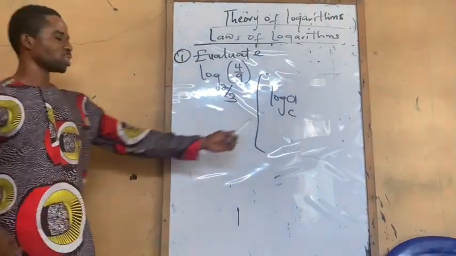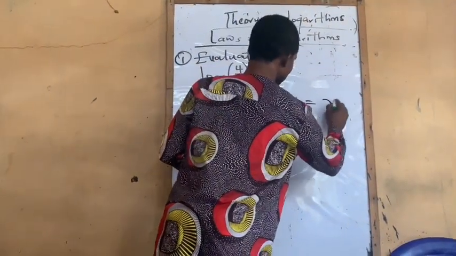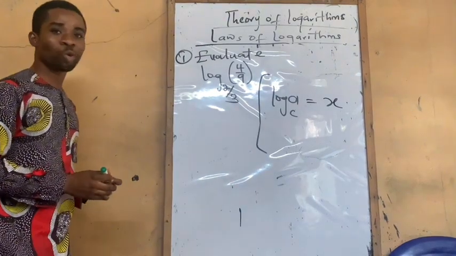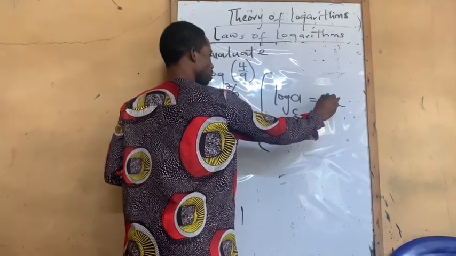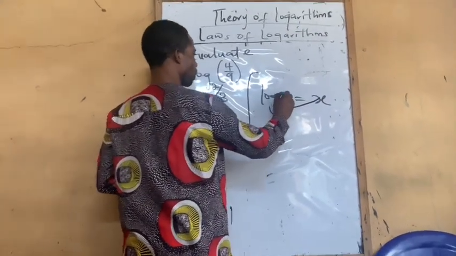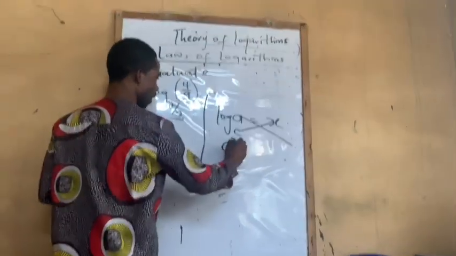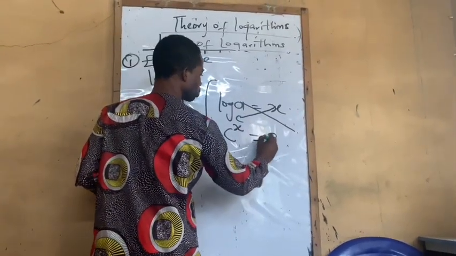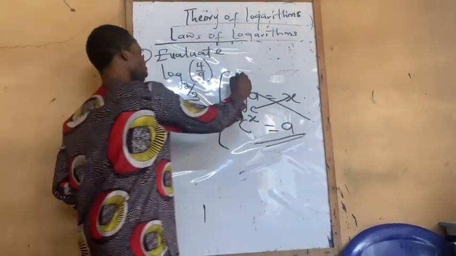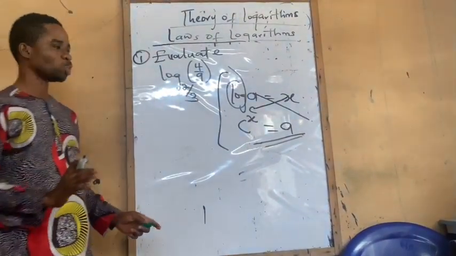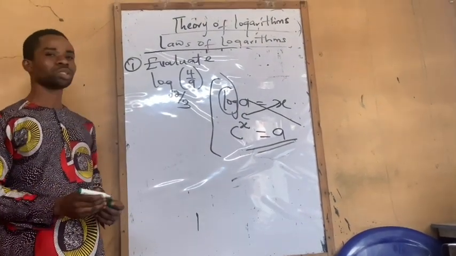If I want to change this log into indices, what would I do? I'll just say it equals X. When you equate it to X, you bring this X here as a power. You bring this one out. That means it will come to C raised to power X equals A. By the time you do something like this, these logarithms will not come again. You have changed these logarithms into indices. This is how we change logarithms into indices.